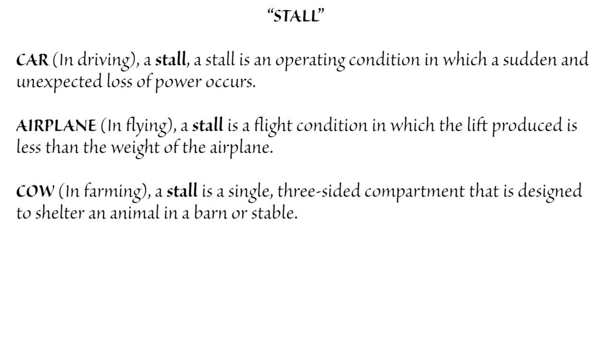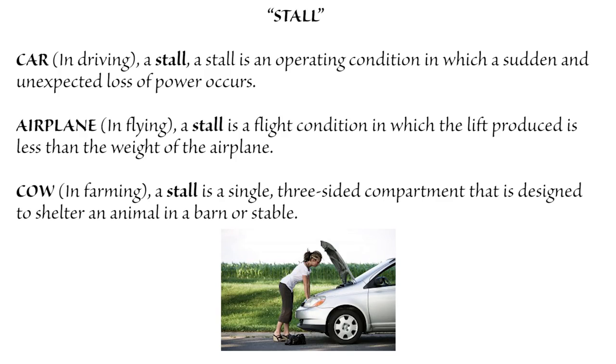Look at this figure. It provides three definitions of the same term in different contexts. Notice how the term stall has three totally different meanings depending on the context, and how each definition begins with a qualifier that makes the context clear from the start. Car: qualifier, term, classification. In driving, a stall is an operating condition in which a sudden and unexpected loss of power occurs.